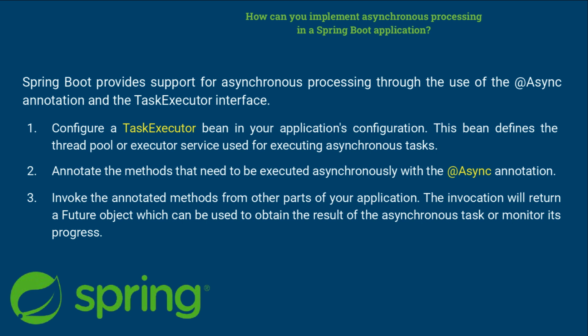Next, annotate the methods that need to be executed asynchronously with the @Async annotation. Finally, invoke the annotated methods from other parts of your application. The invocation will return a Future object which can be used to obtain the result of the asynchronous task or monitor its progress.